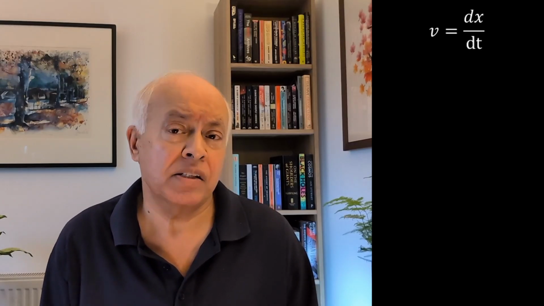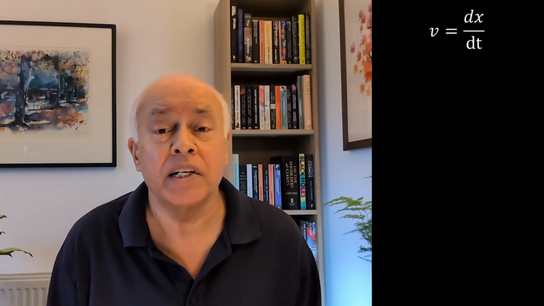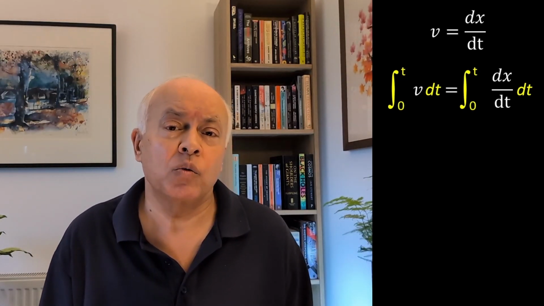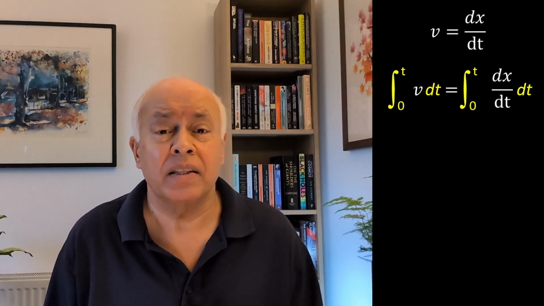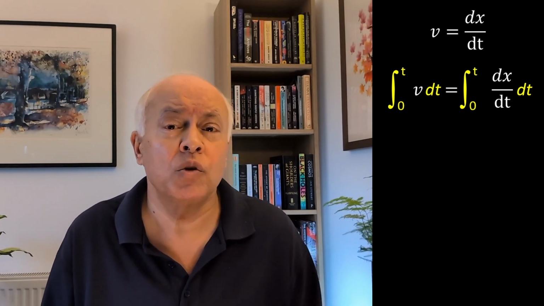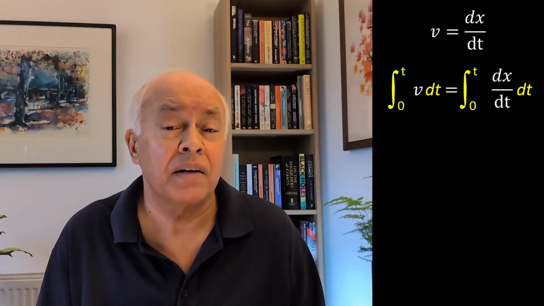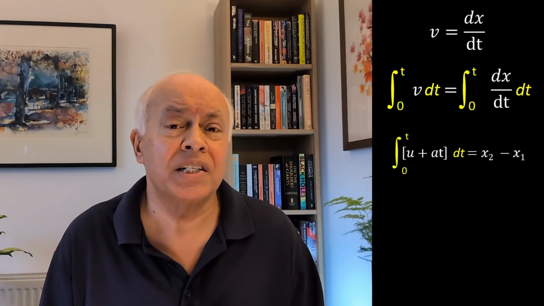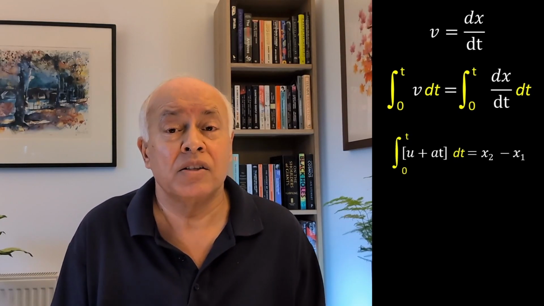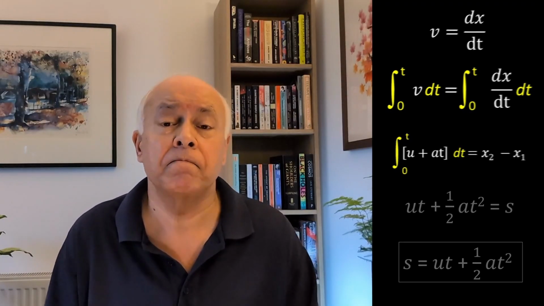Now let us do the same exercise for the expression for velocity, which we know is given by the rate of change of displacement with time. If we integrate both sides with respect to t, then we get this expression. On the left side, we already know an expression for v, which we have just derived, so we can replace that for v on the left side. On the right side, the dt's cancel, and we're left to integrate dx between times 0 and time t, which gives us x2 minus x1.